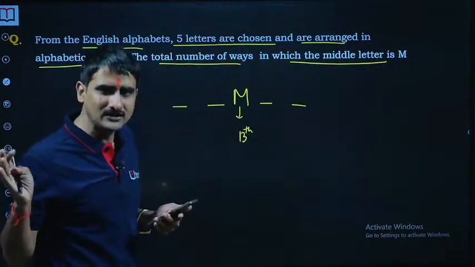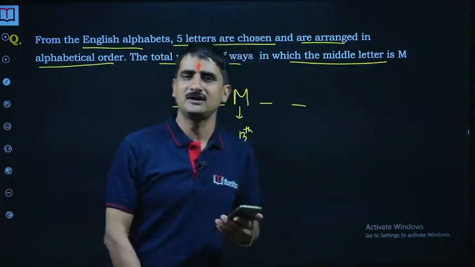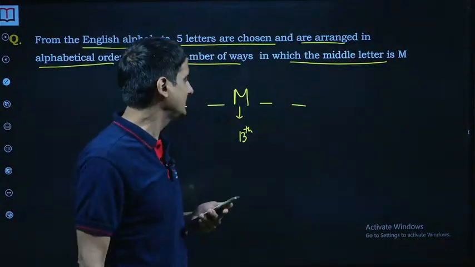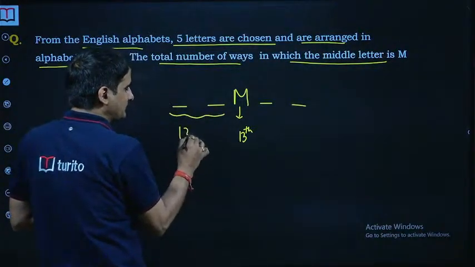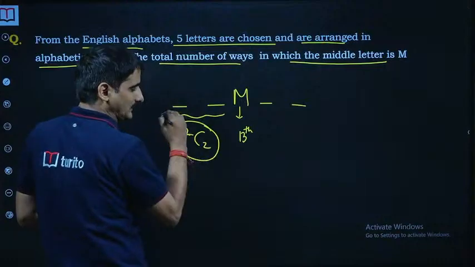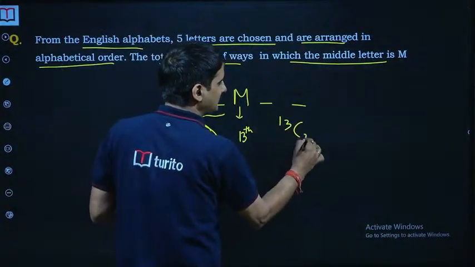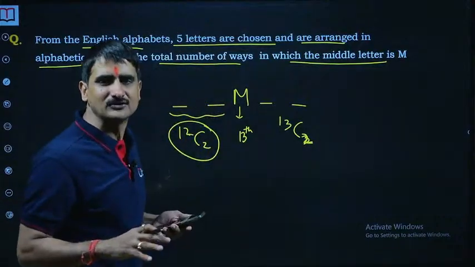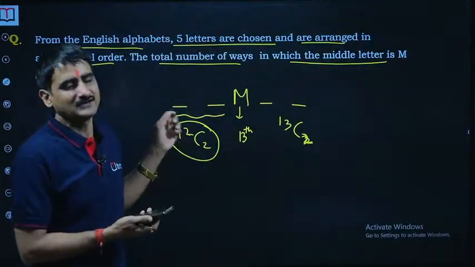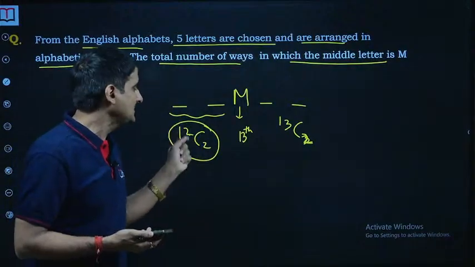So if we are arranging the alphabets in alphabetical order with M as the middle letter, then we are left with 12 alphabets to be put here. So select 2 out of 12. So 12 and 13, select 2 out of 13, bachcho. There is no way of arranging it because whichever 2 alphabets you select, let's say we selected maybe I and K.